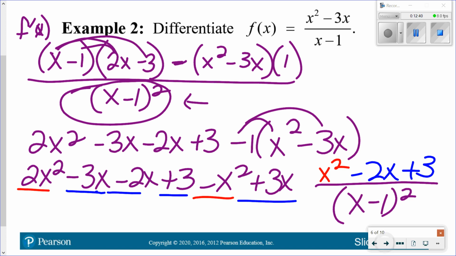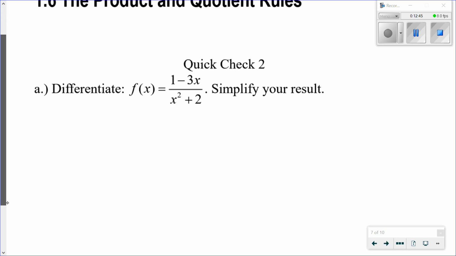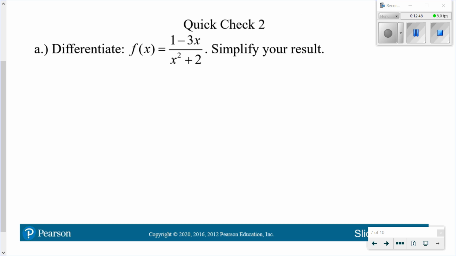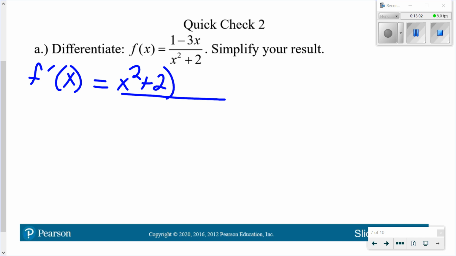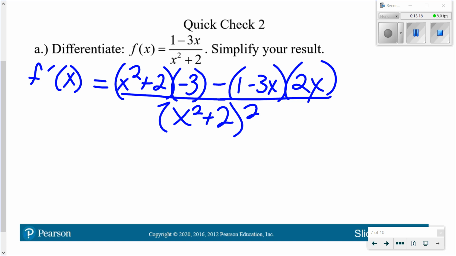All right, let's look at another example. Okay, here's another example. Go ahead and pause the video to try this one. All right, hopefully you had a chance to try it. And let's go ahead. Bottom, leave it alone, times the derivative of the top, which is negative 3, minus the top, leave it alone, times the derivative of the bottom, which is 2x. And all of that is over bottom squared.